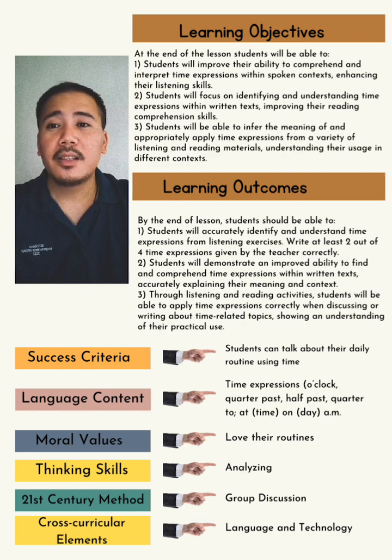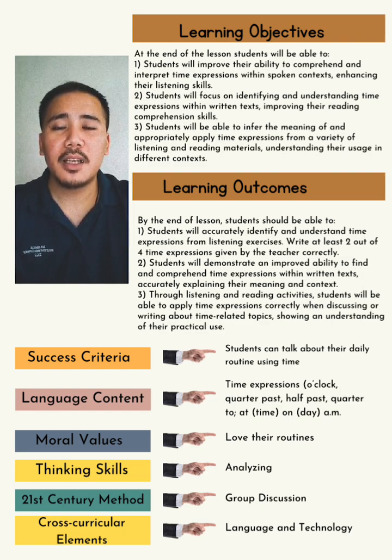For the success criteria, students can talk about their daily routine using time expressions. And then for the language content, it will involve time expressions, for example, o'clock, quarter past, half past, quarter to, at, and time on AM and PM. For the moral values, they will obtain, for example, loving their routines, and analyzing will be the thinking skills involved in this lesson plan. And for the 21st century method, it is a group discussion. And finally, for the cross-curricular elements, it is going to involve language and technology.